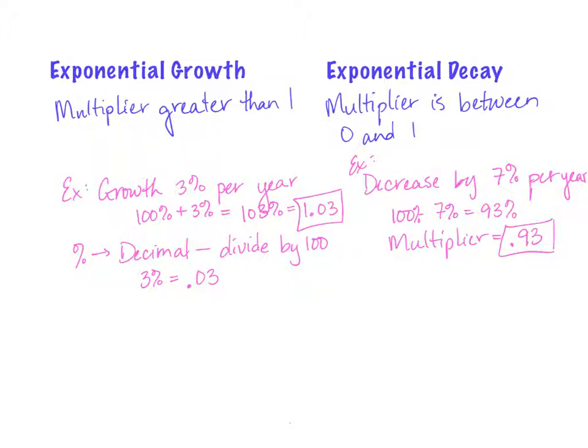So growth, you add that percent to the 100. Decay, you subtract it from it. By the way, on our percent to decimal, if you want to go decimal to percent, you multiply the decimal by 100, so it moves the other direction.